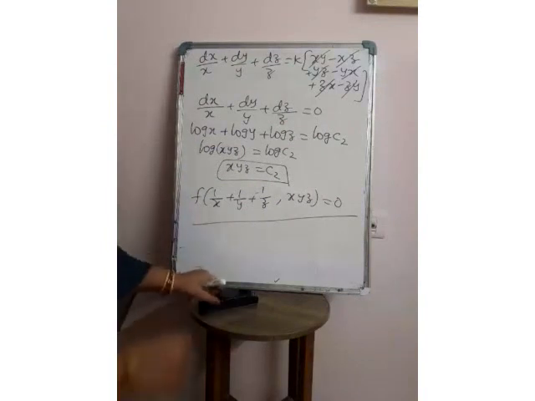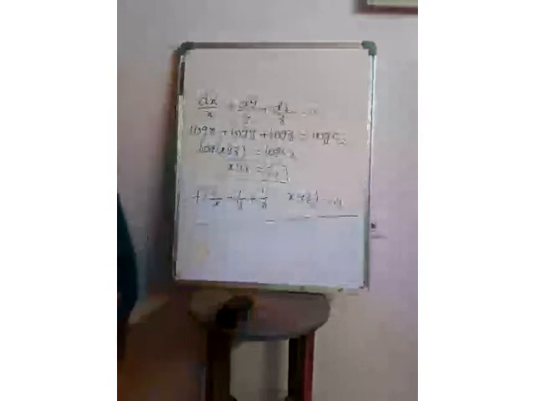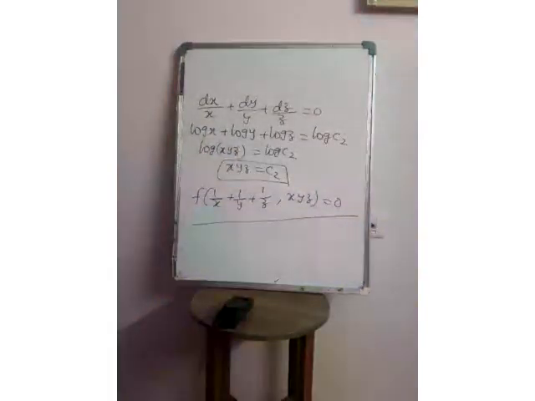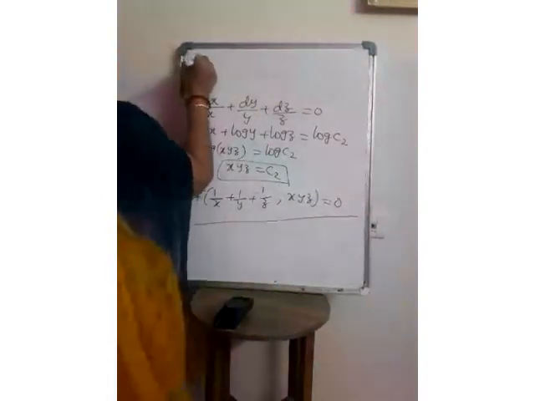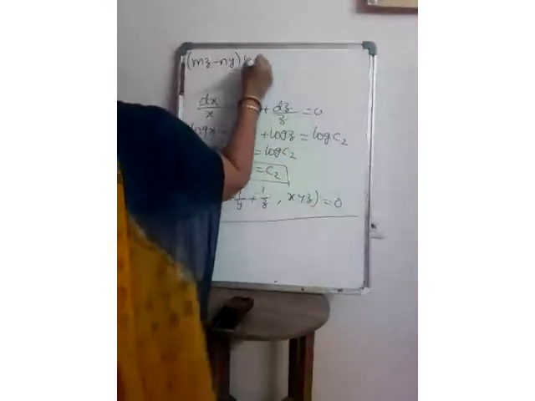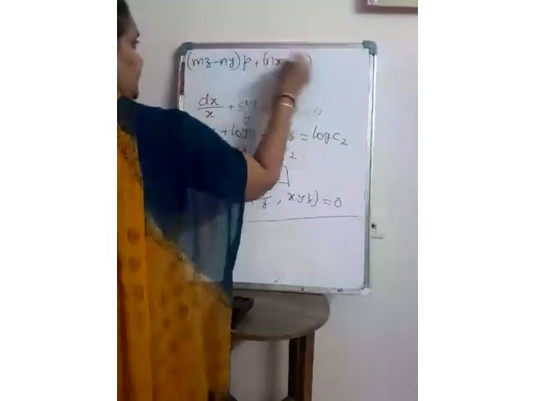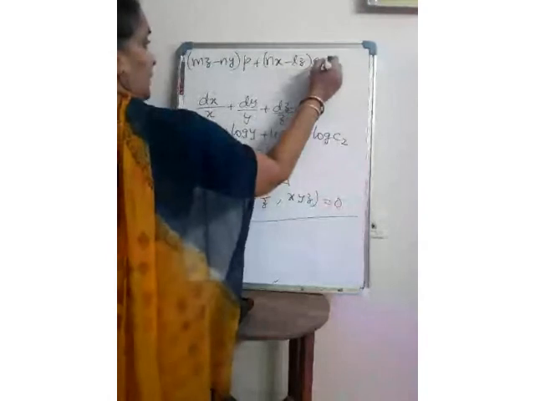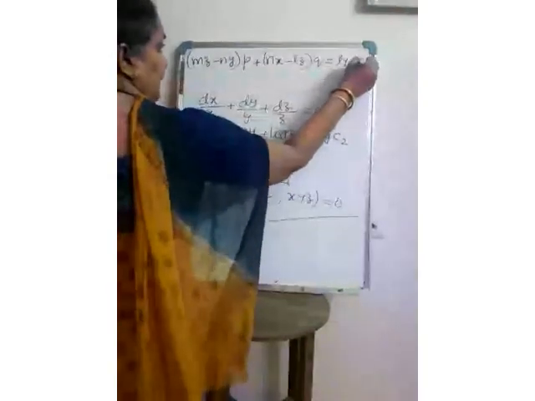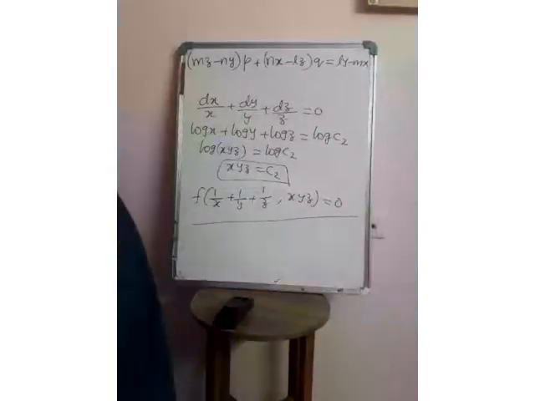So I'll give one more problem. You just practice one more. Suppose you are given mz minus ny p plus nx minus lz q is equal to ly minus mx. Try this one. Try to find out the combinations of dx, dy, and dz.